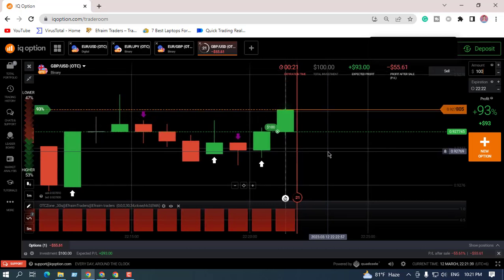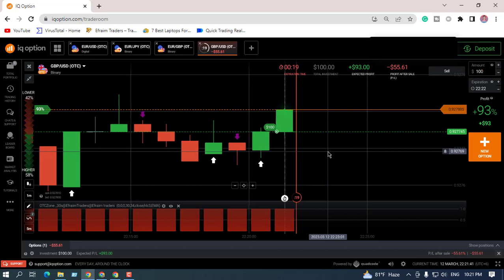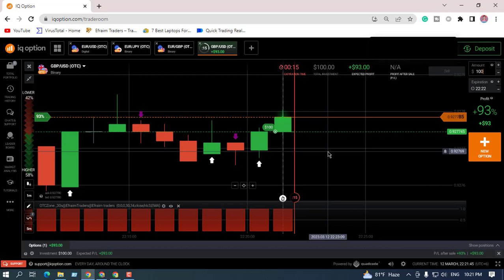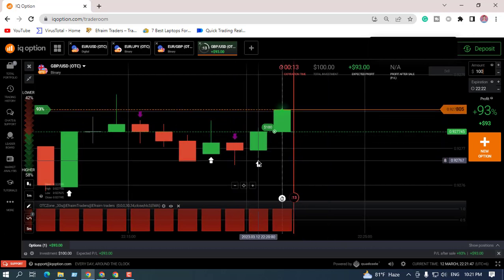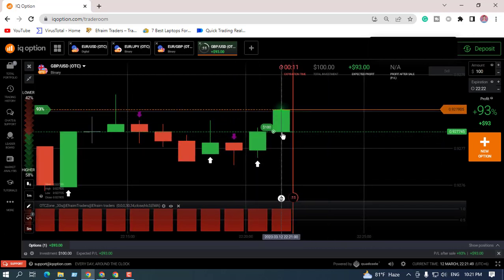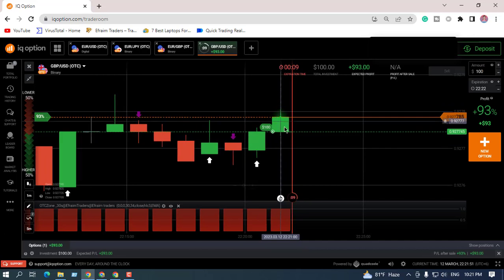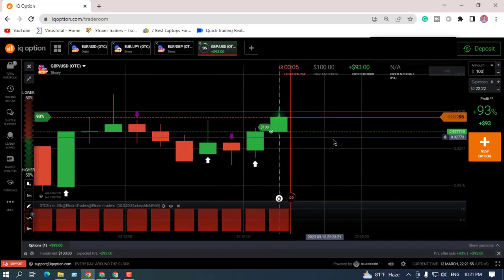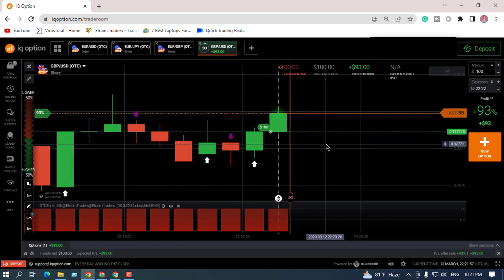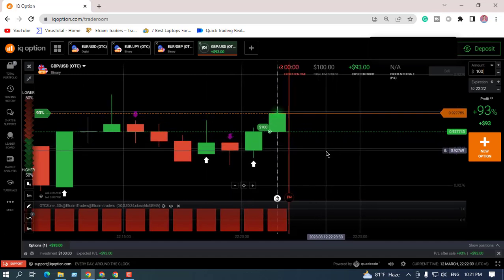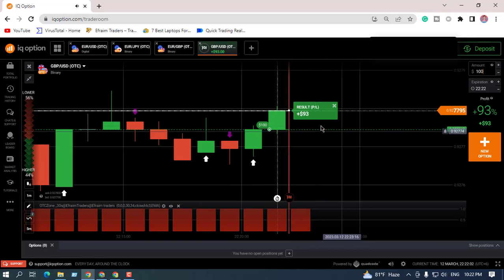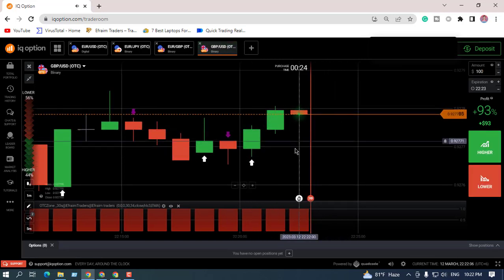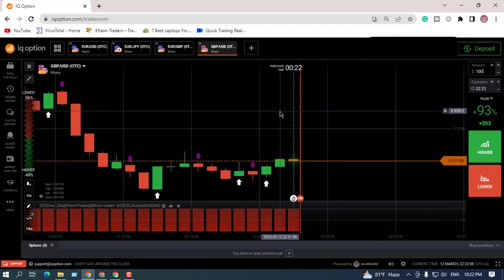Okay, as you can see, I have placed a trade of $100 on Higher option with the script signal. I have placed it here for 1 minute. 5, 4, 3, 2, 1 and boom. Okay, I have won this trade. The script signal is up and the market is going up. Okay, simple strategy.